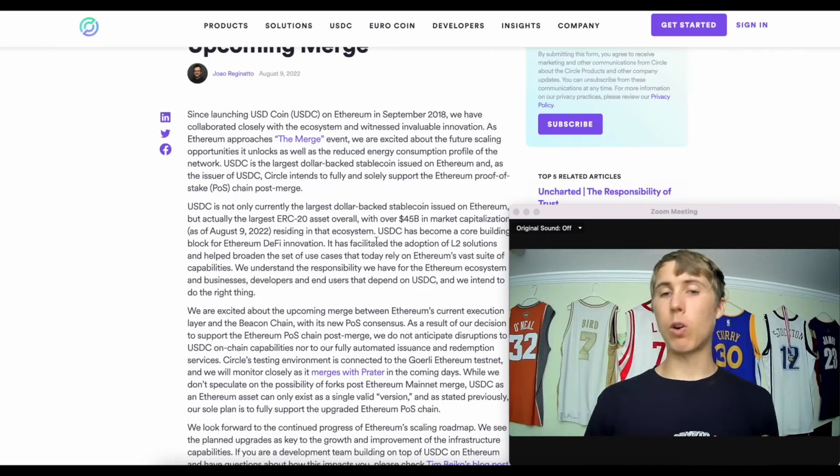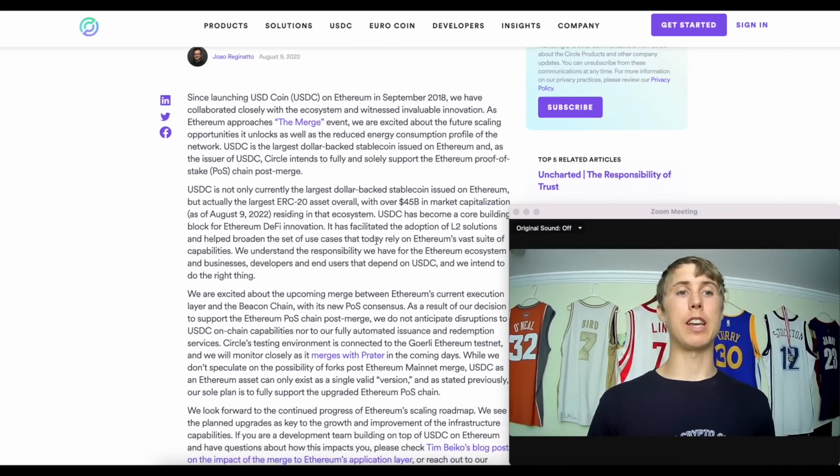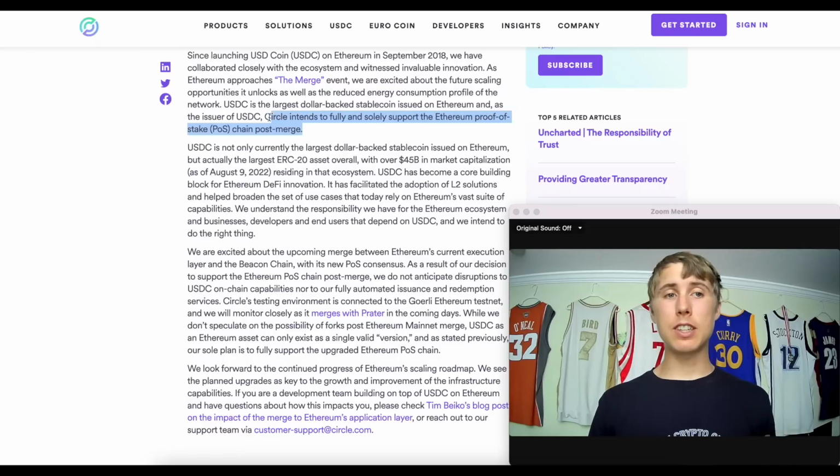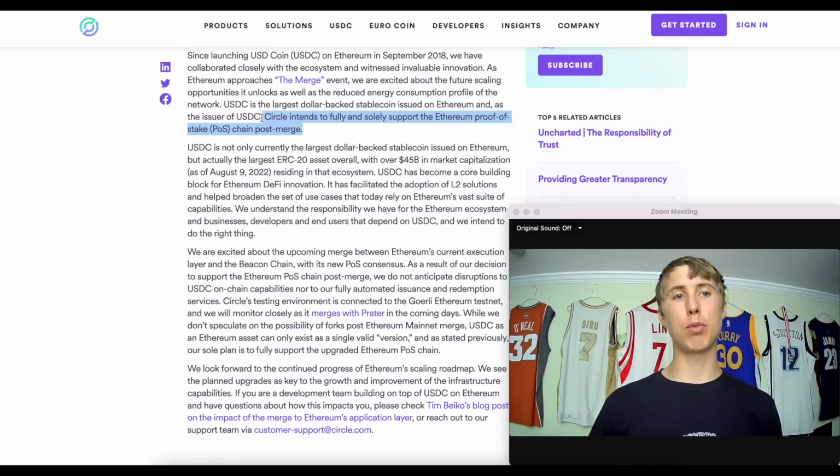Now here's a little more on the comment I made about the centralized stablecoins with ETH proof of stake if there is a fork. As you can see here, Circle intends to fully and solely support the Ethereum proof of stake chain post-merge. This basically means all of the USDC that is on the proof of work chain is worth zero because it cannot be redeemed and it is a centralized stablecoin. If a fork is to occur, I threw in a bunch of different ways you can protect your assets and put yourself in the best situation when it occurs.